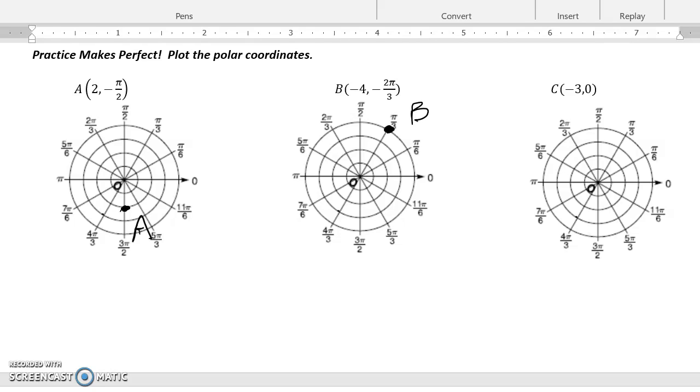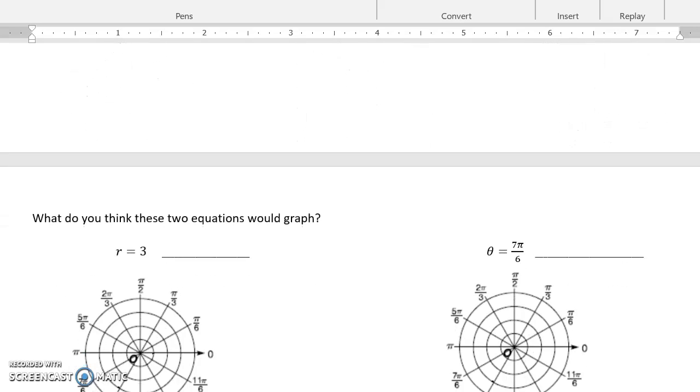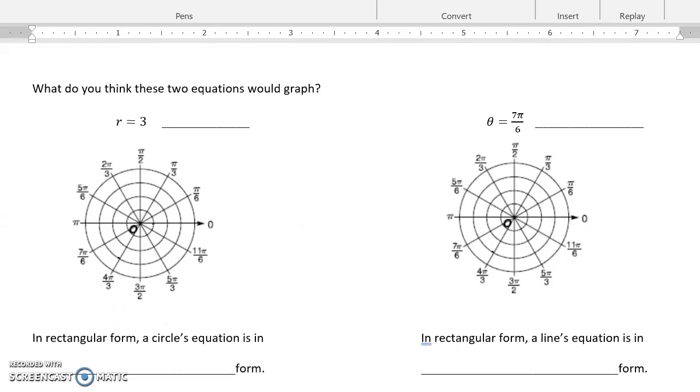And point C is (3, 0). So, my pardon, (negative 3, 0). And so we move from the pole, negative 3, and then we don't move any rotation. It's just negative 3 on the radius, and our rotation is 0 degrees. So that's it. One more thing, and we'll stop here.